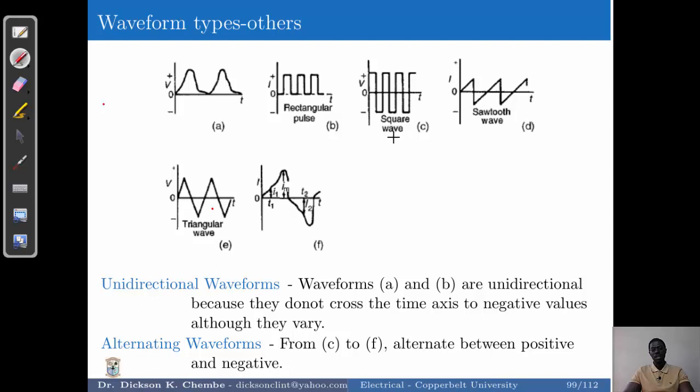And then we've got alternating waveforms. They are not sinusoidal, but they are alternating. This is a square wave. We've got a sawtooth, then a triangular waveform, and then this other type of waveform. We call these alternating waveforms because they cycle from the positive to the negative side of the axis.